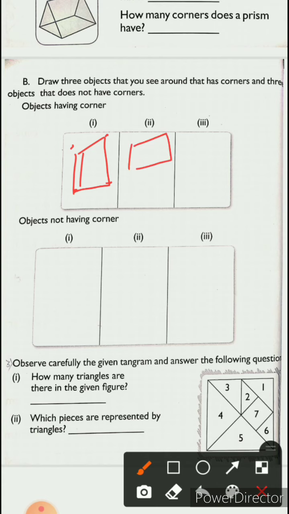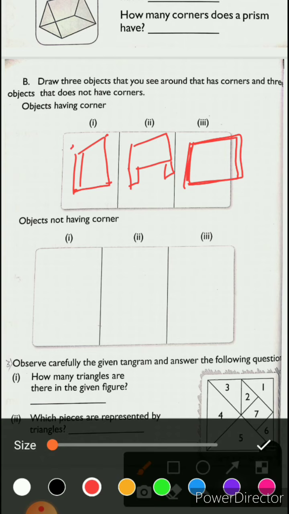Second one is table. Okay, you have to draw a table here. And the third example is board. Okay, board जिसमें आप पढ़ते हैं स्कूल में, white board और black board. So our next example is board. Okay, you can draw here other objects also which has corners.